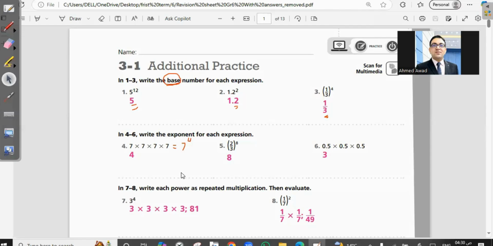Number 8, 1 over 7 to exponent 2. It's going to be 1 over 7 repeated how many times? Excellent. Yes. Great. Repeated 2 times. So 1 over 7 multiply 1 over 7. It's going to be 1 over 49. Now, I have a smart question here, guys.